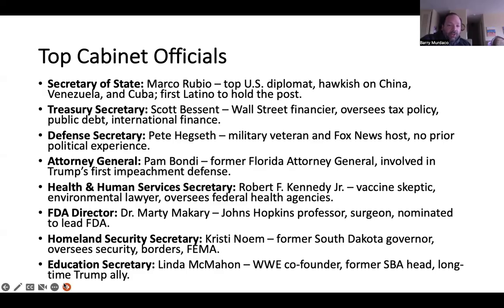Robert F. Kennedy Jr., Health and Human Services Secretary, well-known vaccine skeptic, also an environmental lawyer, now basically oversees the federal health agencies. You have Food and Drug Administration Director, Dr. Marty Makary, Johns Hopkins professor, surgeon, nominated to lead FDA. Similar views to Kennedy, I would say, for the most part.